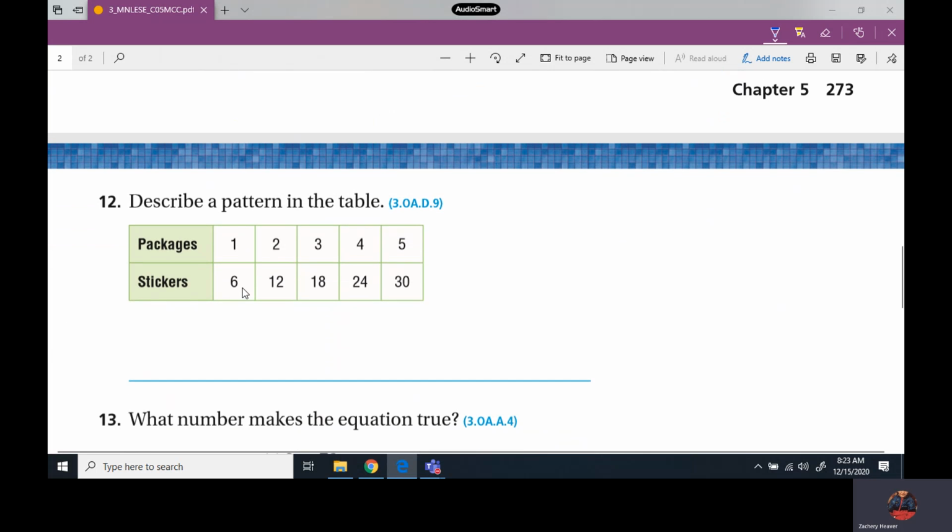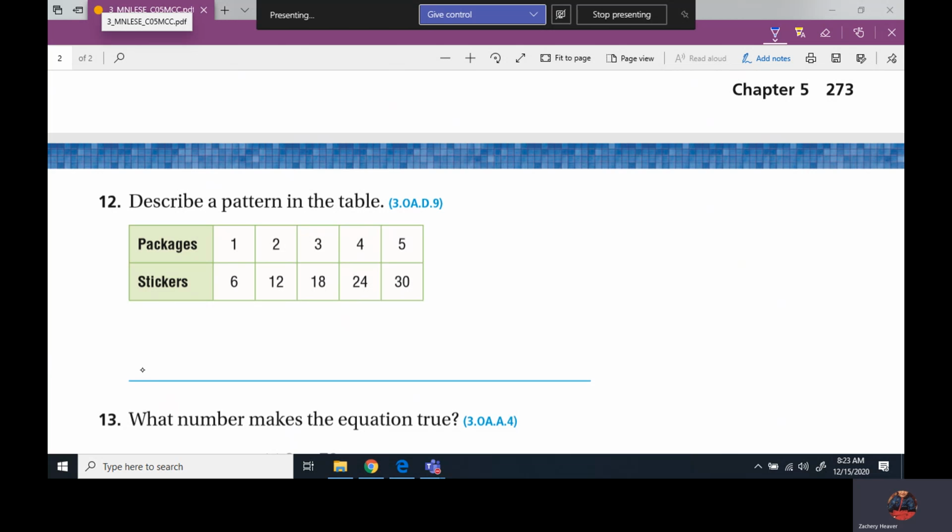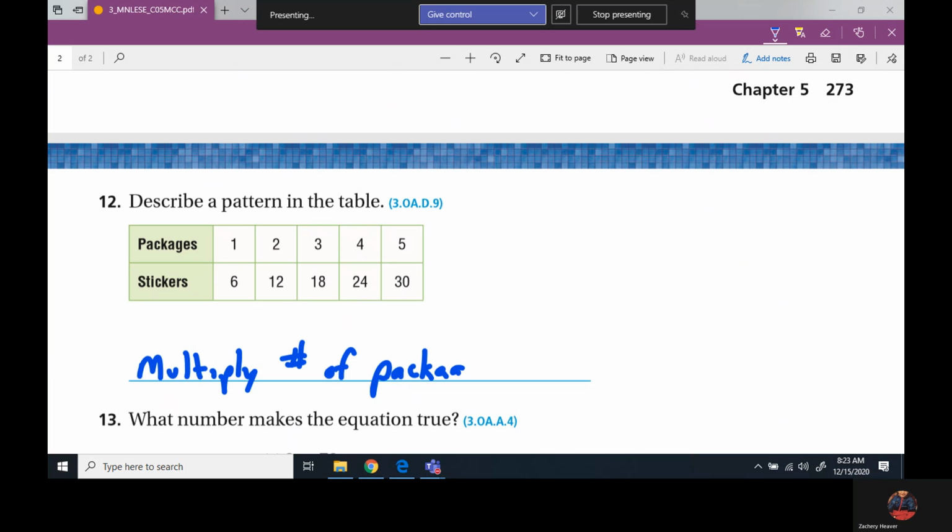Describe the pattern: 1 to 6, 2 to 12, 3 to 18, 4 to 24, and 5 to 30. 6, 12, 18, 24, 30. We multiply the number of packages by 6.